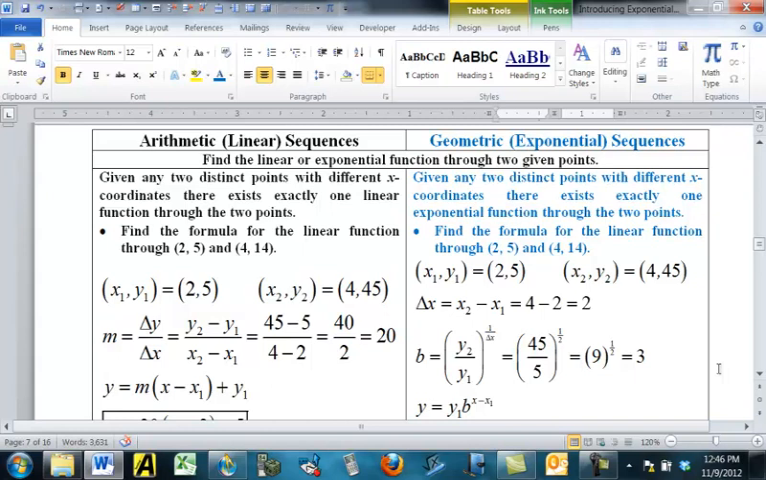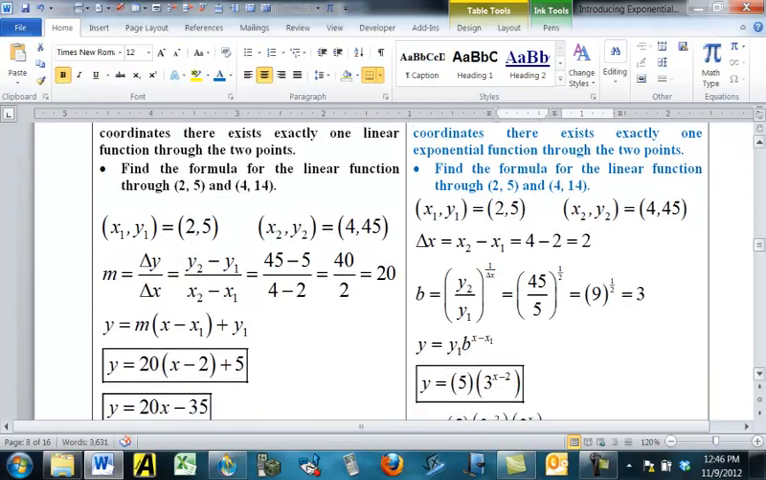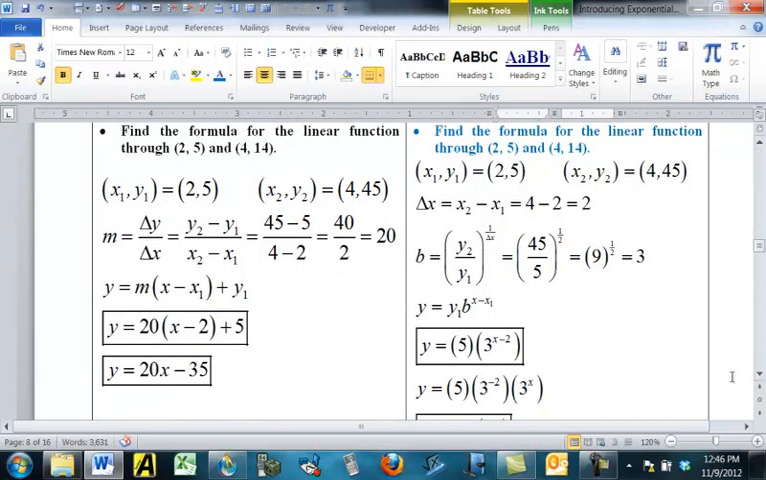We find the slope, which is delta y over delta x, or y2 minus y1 over x2 minus x1. So that's 45 minus 5 is 40, and 4 minus 2 is 2. 40 divided by 2 is 20. So the slope is 20. And then we use the formula y equals m times x minus x1 plus y1. And we plug in the point 2, 5 for x1, y1, and the slope 20. And so there it is in point slope form centered at the point 2, 5.